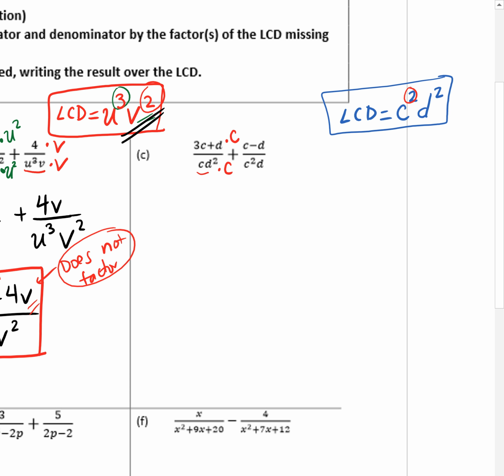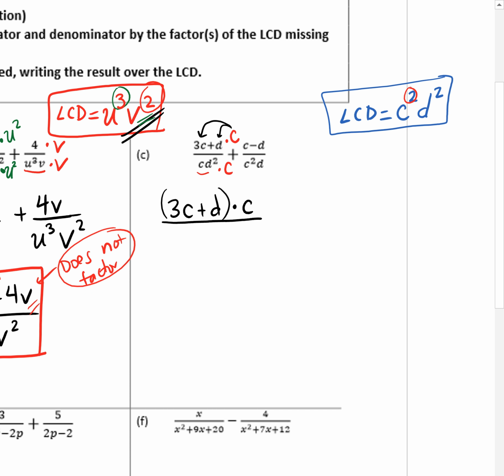Alright, and you know what? When I write that guy out, I'm going to be really careful. The numerator was already 3c plus d. I'm actually multiplying that by c. So be careful. You could distribute if you want to right away, but I'm just going to write it that way for now, keeping in mind the c is multiplied by both terms.